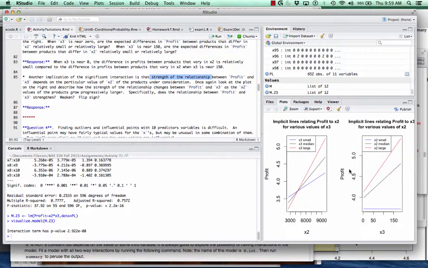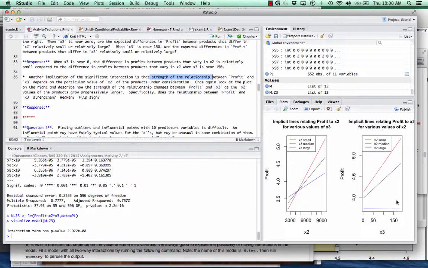So we'll once again look at the right plot. The right plot shows us the relationship between profit and x3. And these three lines show us the relationship between profit and x3 for three different values of x2. So when we look at individuals with small values of x2, the relationship is described by the blue line here. Basically, we see no relationship between profit and x3. It's essentially a flat line here.